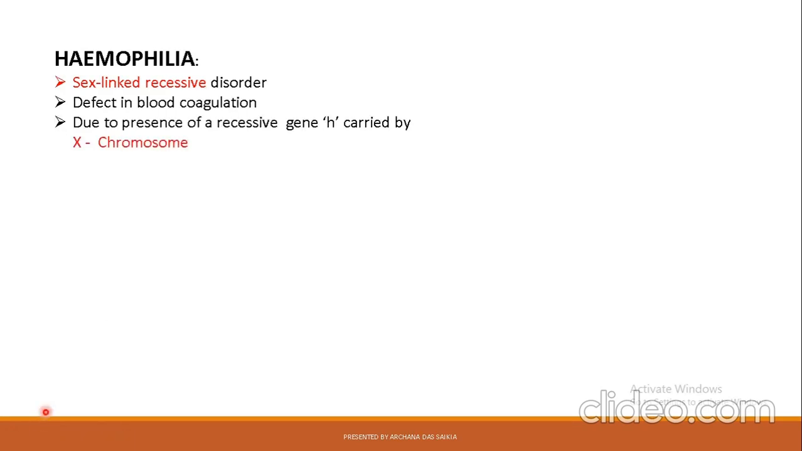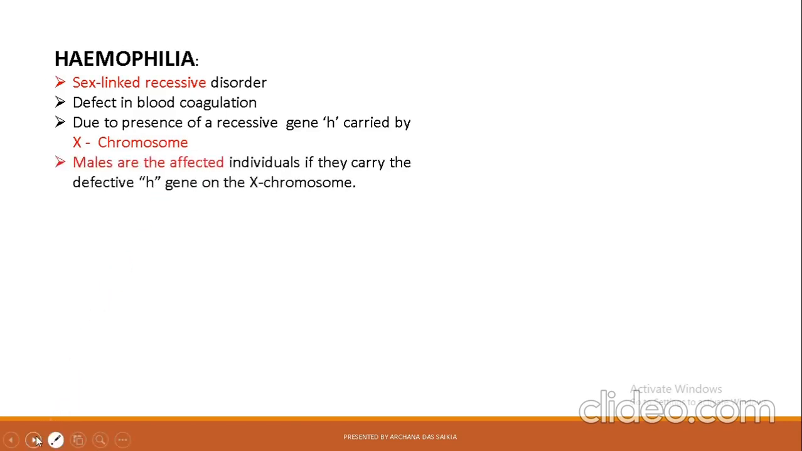Now, the symptoms or the disease appear due to a defective gene, which we will name H. It is present in the X chromosome. Out of the two sex chromosomes, X and Y, the gene H, which is the recessive form of it, if present on the X chromosome, then we will say the X chromosome is carrying the defective gene likely to cause hemophilia.